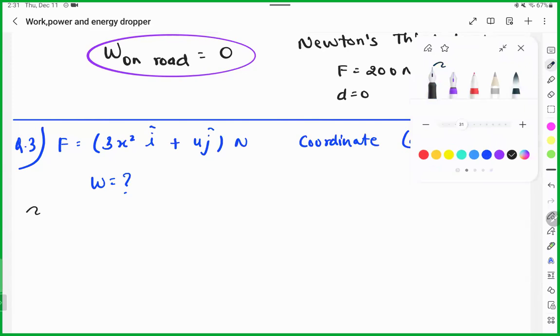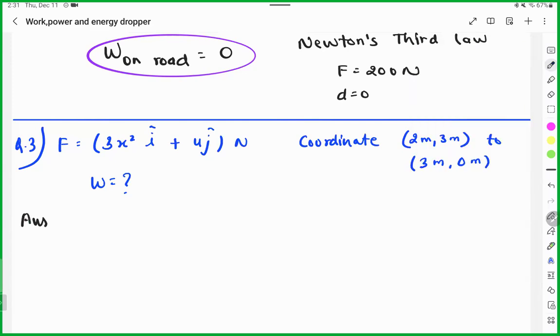In this case, if you solve this question, force is already given. But if you see the coordinates, x initial and y initial are given, x final and y final. How much? 7 joule. Yeah, 7 joule is the correct answer.